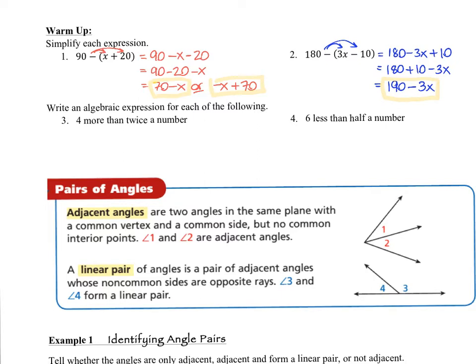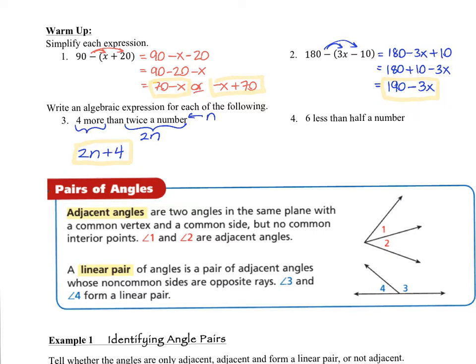For number 3, we need to write an algebraic expression for 4 more than twice a number. Just to remember, we're going to let our number be n. Twice a number is going to be 2 times n. And a number that is 4 more than twice a number is going to be 2n plus 4. Writing it this way, with the 4 more after our twice a number, is going to help us out on question number 4, because this time it's less than half a number.